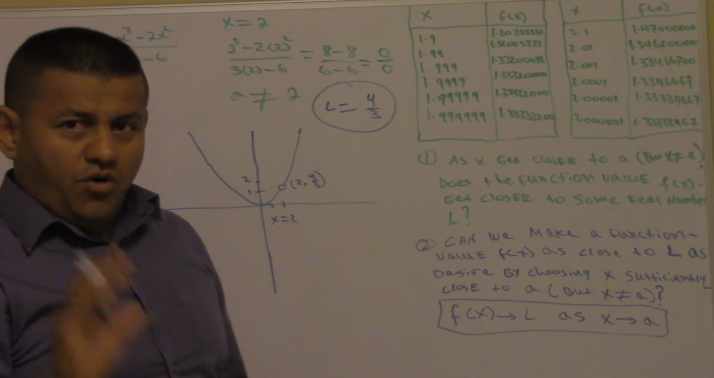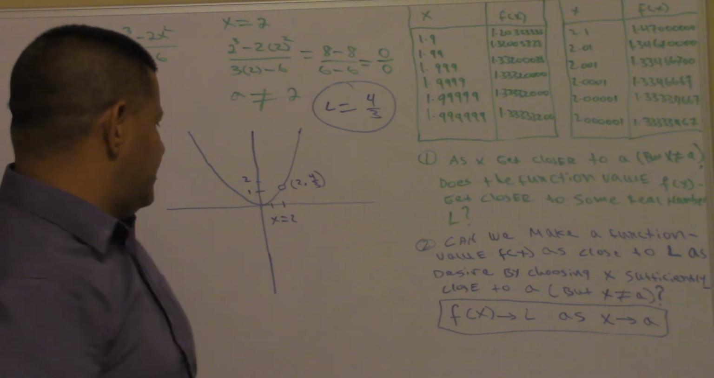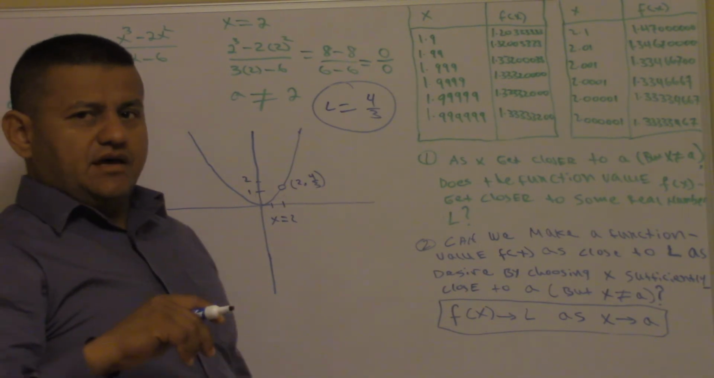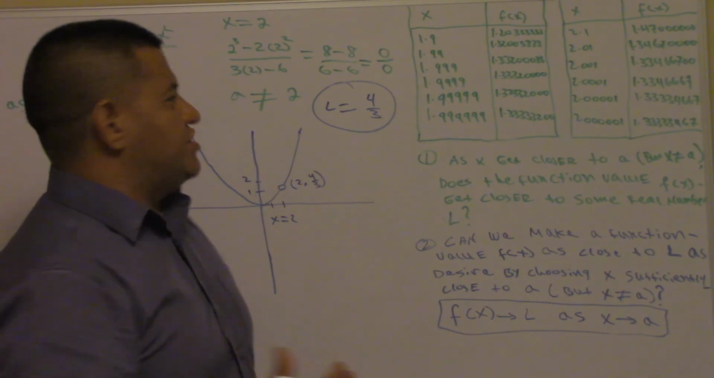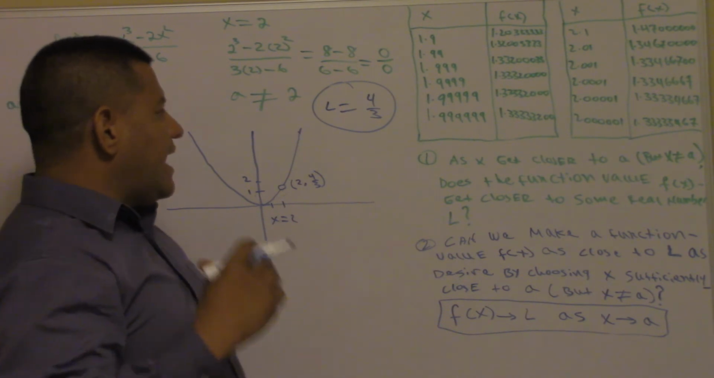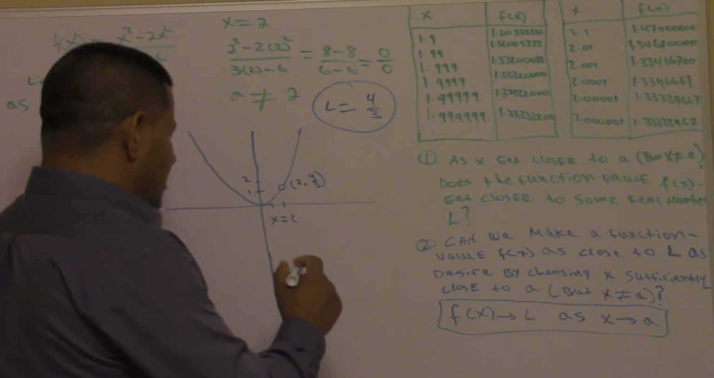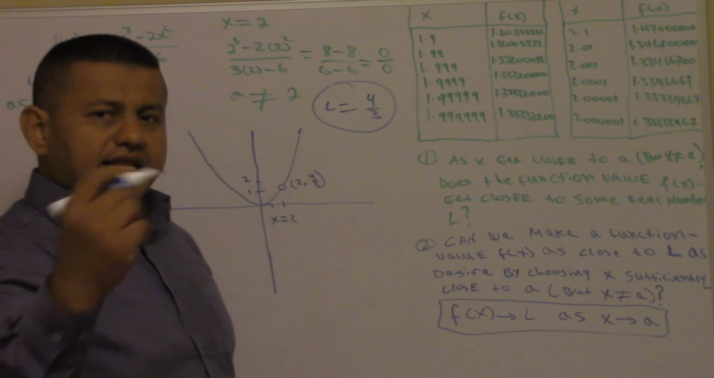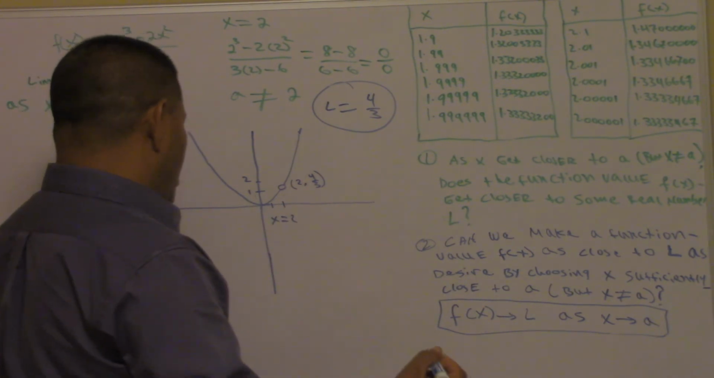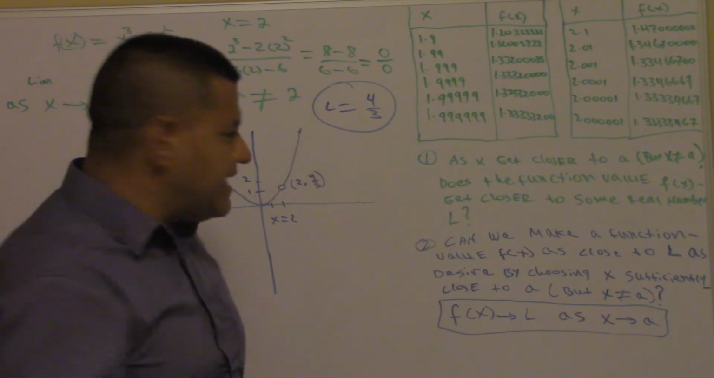But notice, and this is a very important thing that we need to know over here. We need to understand that in the original function, a cannot equal 2. I'm sorry, yes, x cannot equal 2.